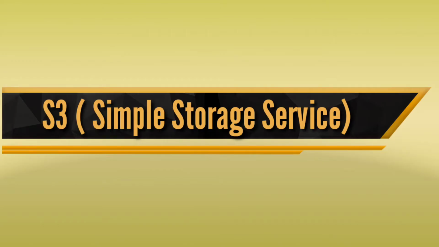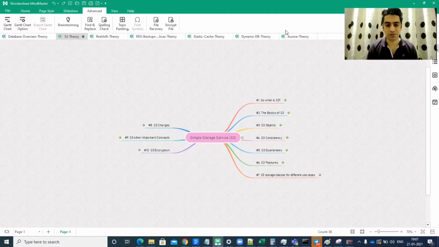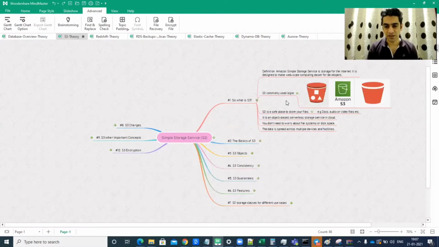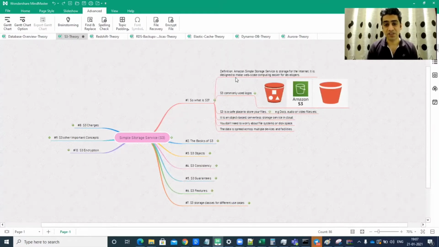And today we are going to start with a new series over S3, that is Simple Storage Service. So let's quickly jump and see what we have got. So we will be starting with basics of S3, and let's understand what S3 is about. By definition, Amazon Simple Storage Service is a storage for the internet. It is designed to make web scale computing easier for developers.